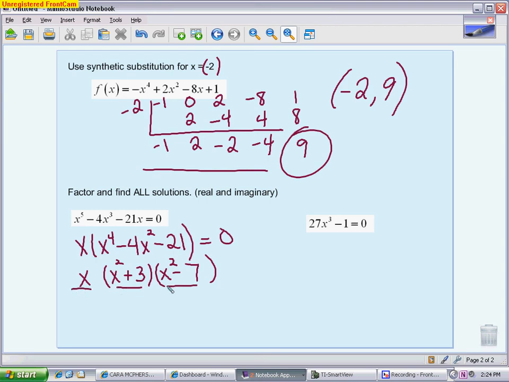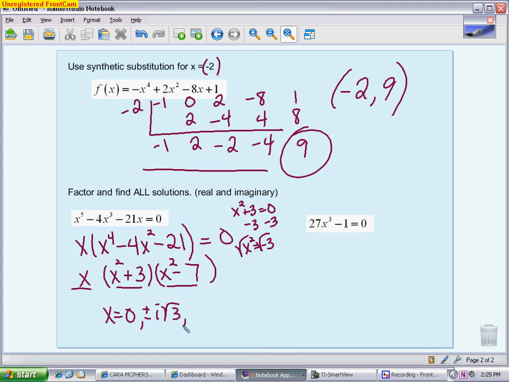So we'll start with the x we have out front. What would make that 0 is just the number 0. Then we'll look at the x squared plus 3. It might help to go off to the side and write x squared plus 3. What makes that equal to 0? Subtract 3 from both sides, so we get x squared equals negative 3. Take the square root of both sides. We end up getting plus or minus i radical 3.